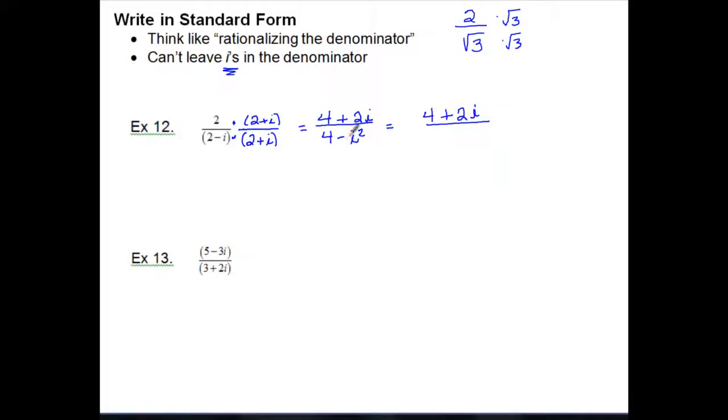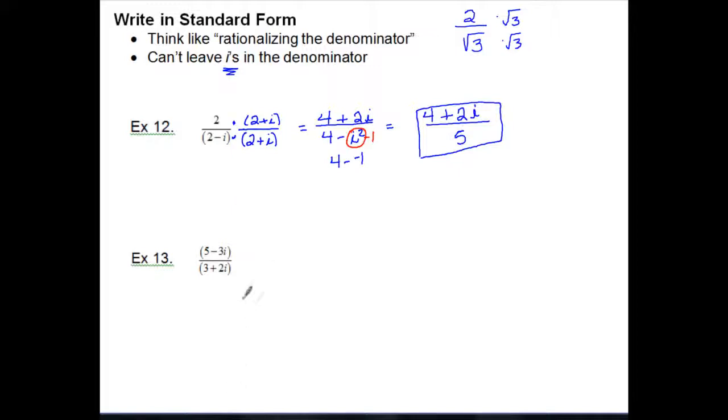Okay, remember that i squared is negative 1. So this ends up being 4 minus negative 1, which is 5. And now I have simplified that. No i's left in the denominator. See, I just have 5, just a number now. So I have taken care of that. I've gotten rid of the denominator having i's in it.